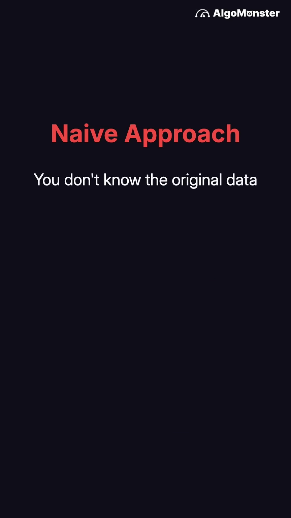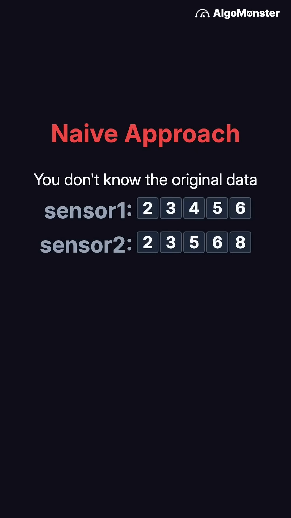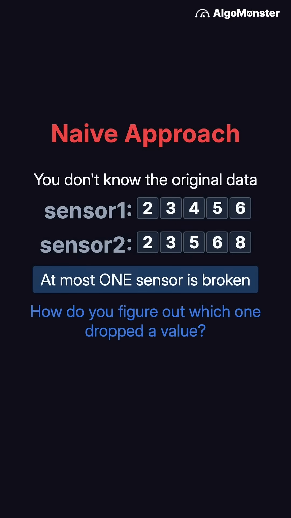The tricky part, you don't know the original data. You only see the two sensor readings side by side, and at most one sensor is broken. How do you figure out which one dropped a value just by comparing the two arrays?